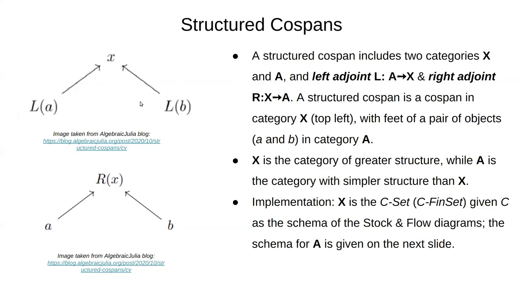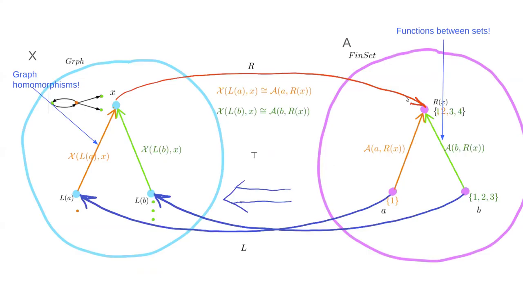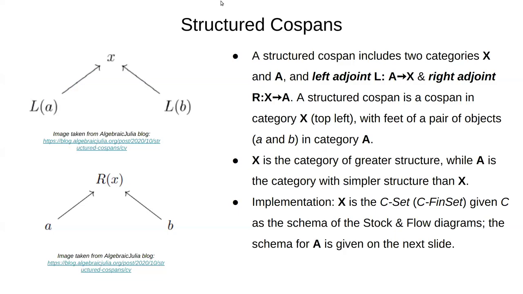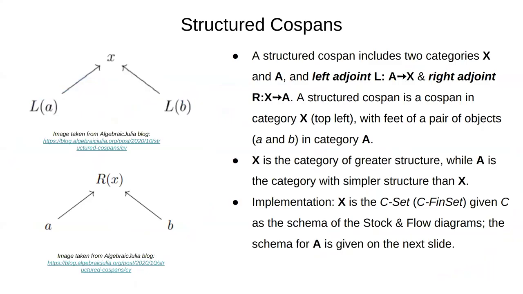Technically, John calls this the structured cospan, but alternatively, you can view it in the other category, the category A, the simple category, as this one here. Are we okay with this notion? Okay. So that's why it's important that these are adjoint functors. That's one reason. But there's another reason, and it has to do with this preserving colimits. Because that's going to let us do an amazing thing. Okay. Are we okay?